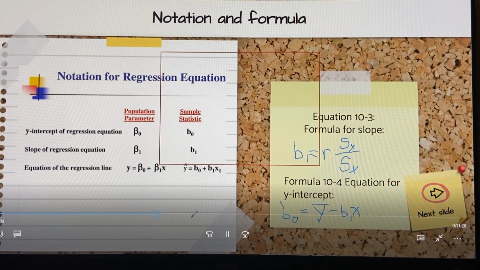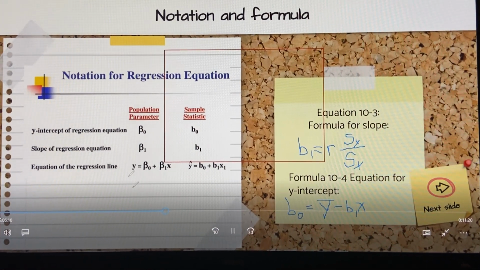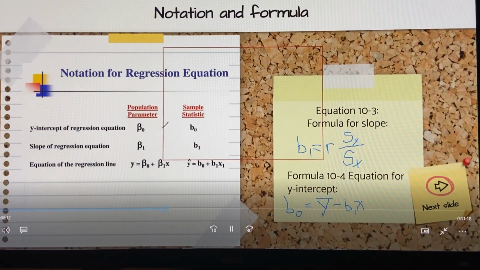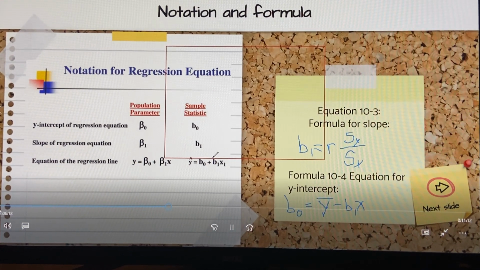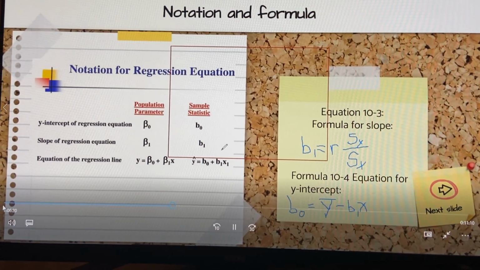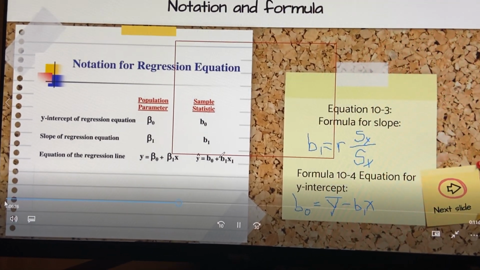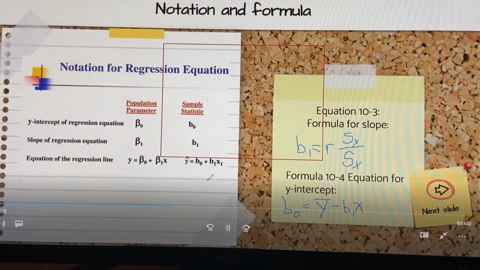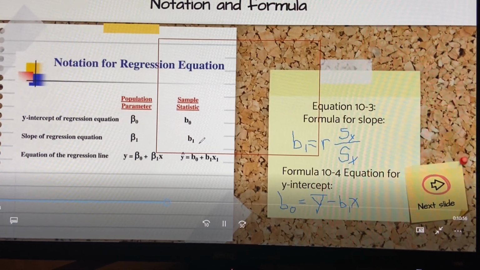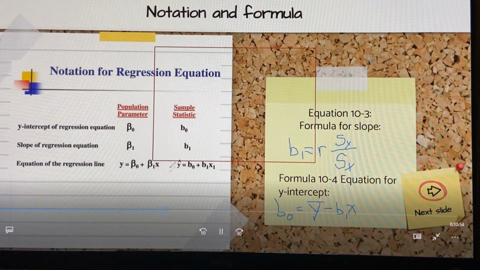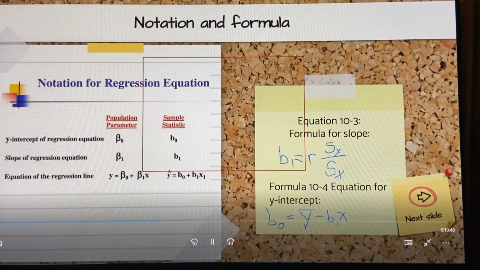Of course, the lowercase b is going to be for a sample statistic, so you're going to have to determine beforehand whether you're doing this for a population or a sample. And so later, when you get this formula and you get the values for the y-intercept and the slope, you are going to be plugging in. Let's say you're given a random x value, you're going to plug it in here, and you can get the y value. You can also plug in a y value here and get the x value by solving algebraically.